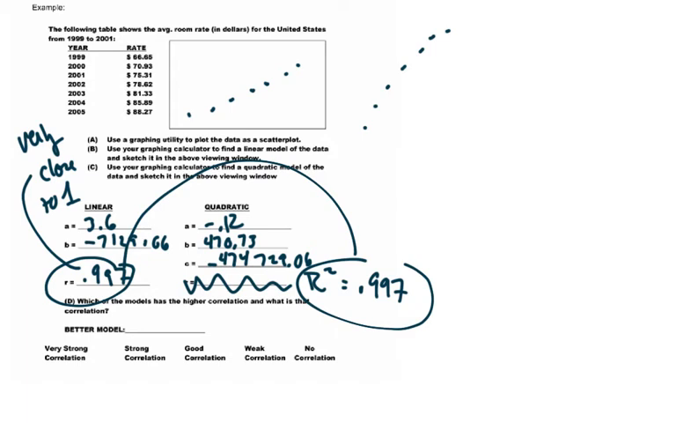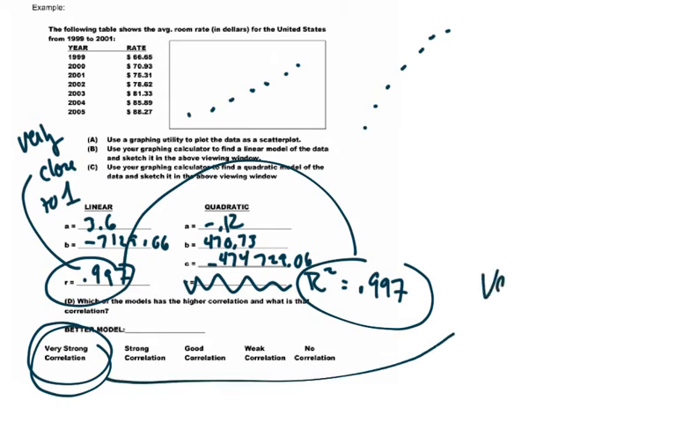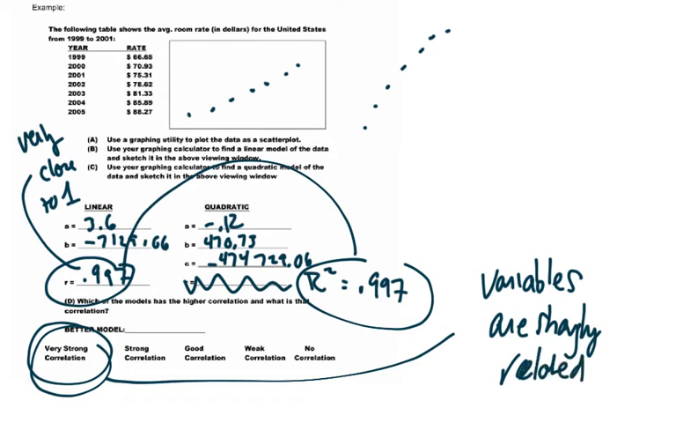Both of them indicate a very strong correlation. Correlation just means that the variables are related. Variables are strongly related. And what both R and R squared do is tell you some indication of relationship. Either way, both of those models are very strongly related.